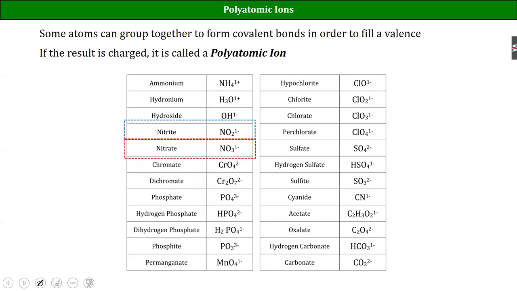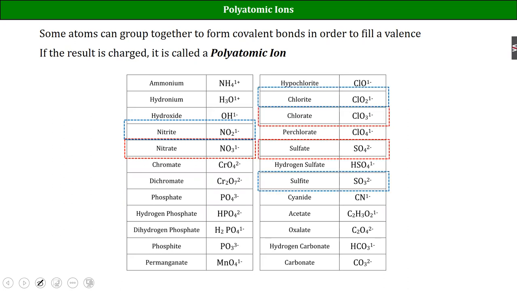The ates are named because those are the most common ones. The most common form of these ions are usually called ates. And so if you have those down, figuring out the formula for ite is not too tricky. So chlorate and chlorite, sulfate and sulfite, phosphate and phosphite.